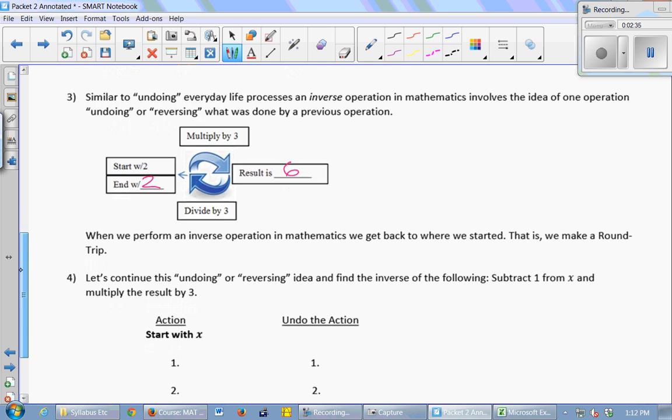So when we perform an inverse operation in math, we get back to where we started. And I like this term. It means we make a round trip, right? Whatever you did, you undo it, you made a round trip. You landed right back where you started.